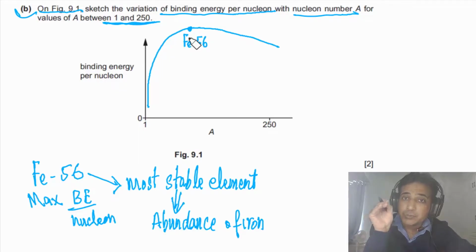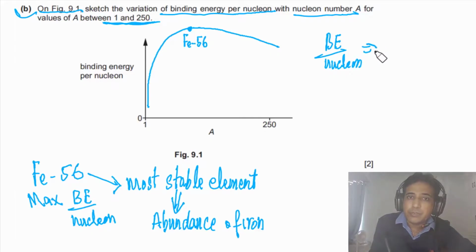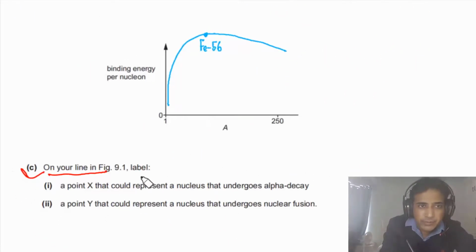If the binding energy per nucleon is greater, it means the element is more stable, not binding energy. So you have to be very clear. Binding energy per nucleon, if this is greater, it means that element is stable, not binding energy. Binding energy is not linked with stability.